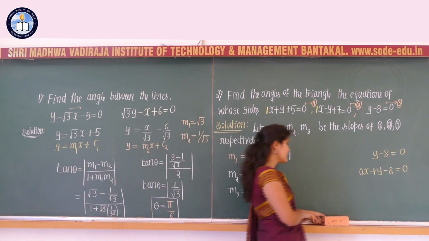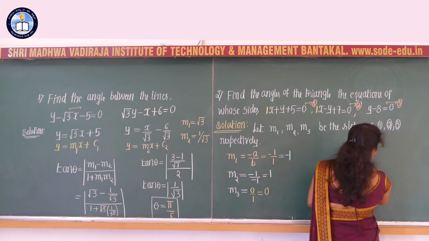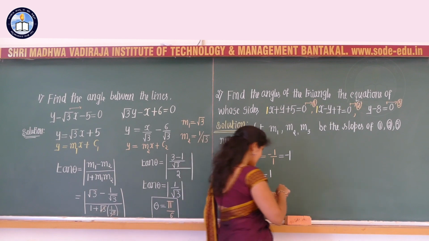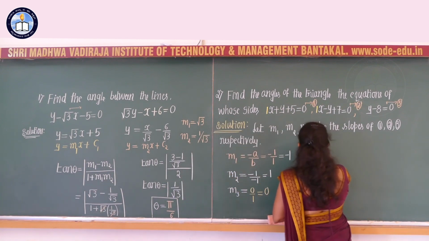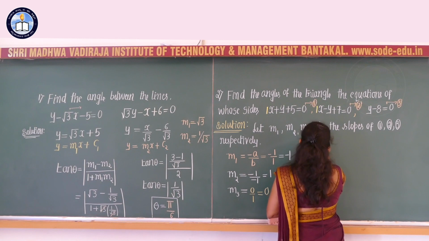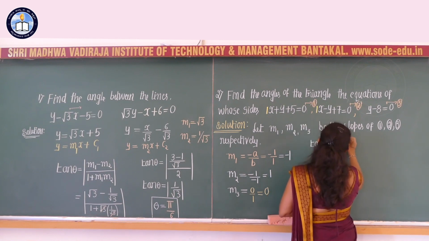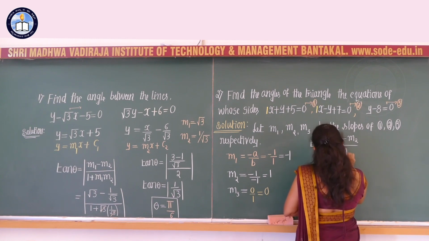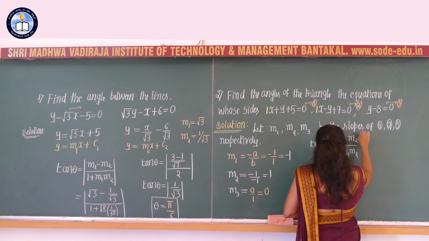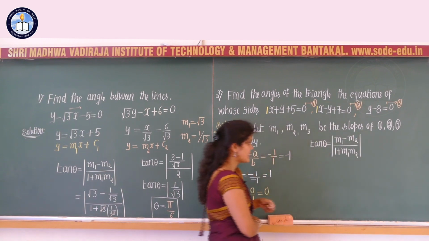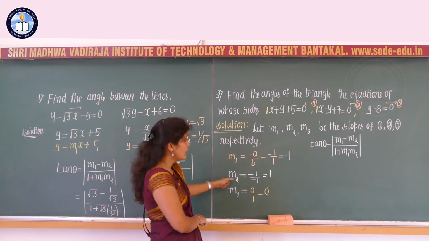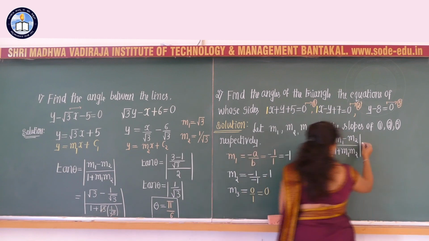Correct? So after this we know the different values of the slopes, that is m1, m2 and m3. And I will consider one formula, that is tan theta. So we know how to find the angle between two lines. Tan theta is given by the formula m1 minus m2 divided by 1 plus m1 into m2. Correct? For these two slopes m1 and m2, I will find out what tan theta is.